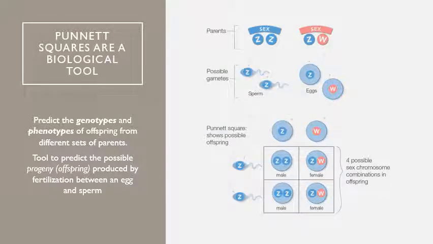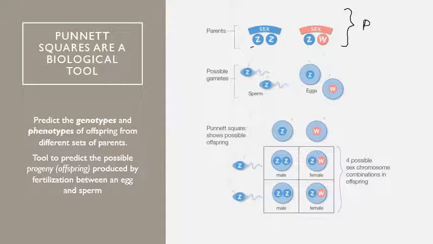So I'm sure a lot of you have done Punnett squares in Bio 5, but also in school, probably in middle school and high school. So these Punnett squares are fundamentally a biological tool to predict the genotypes and phenotypes of offspring from different sets of parents. So when we're looking at this, right here, these are the parents, the P generation. These are the ones who are making eggs and sperm.